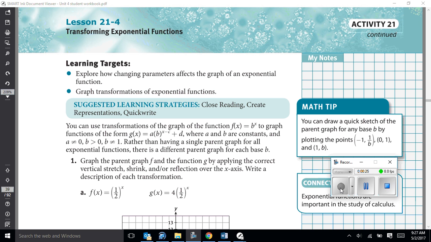So we've been working with exponential functions, and we've looked at how the graphs perform and how different things affect them. Yes, Joe.